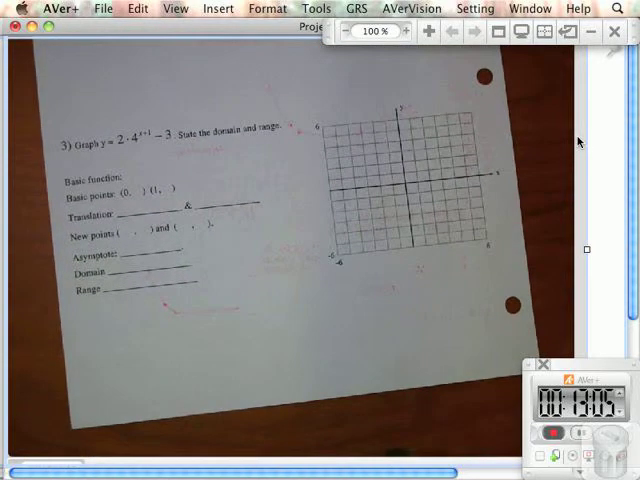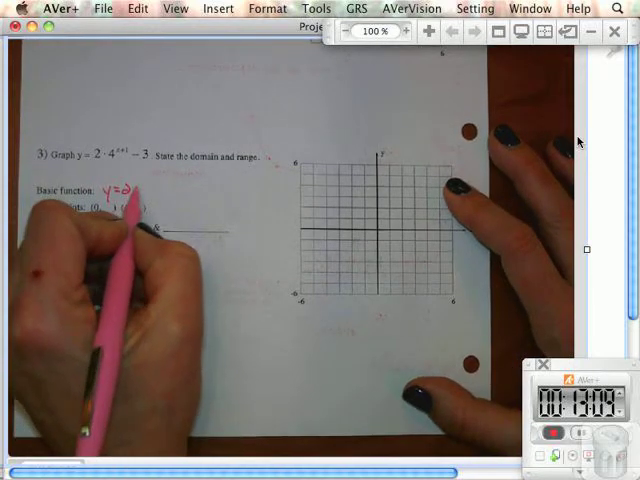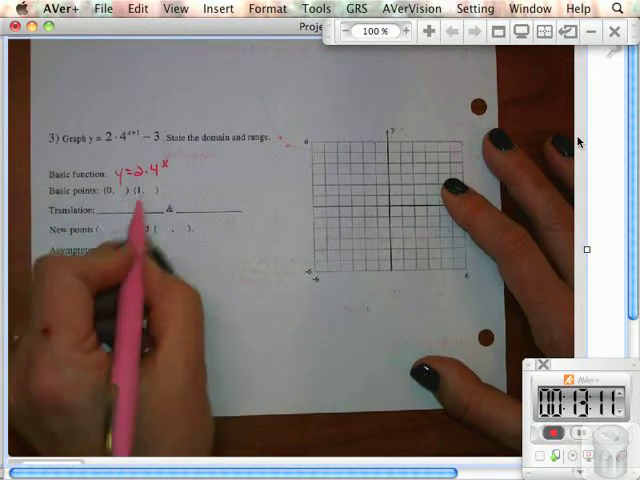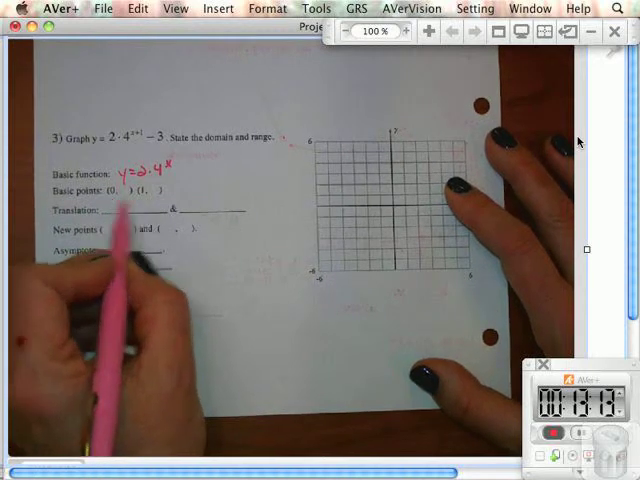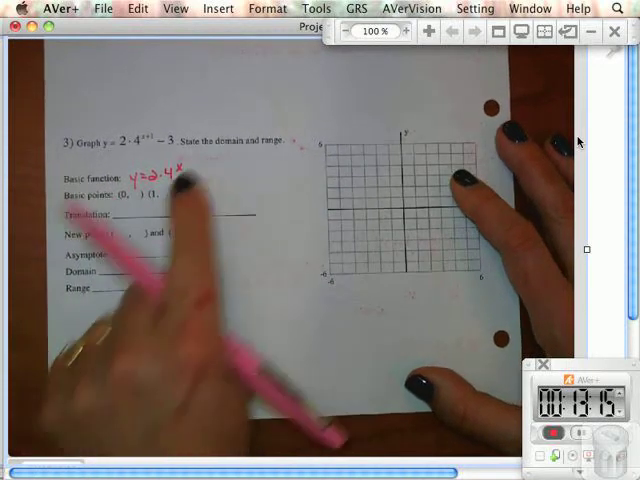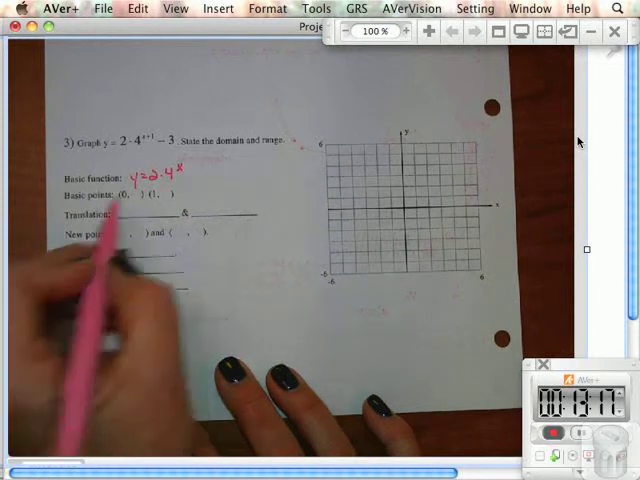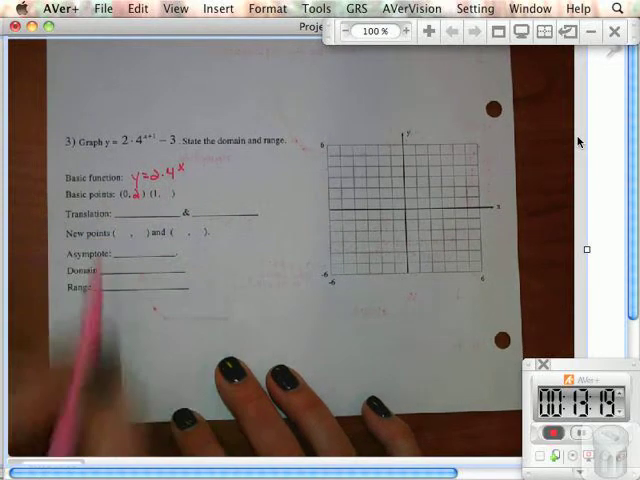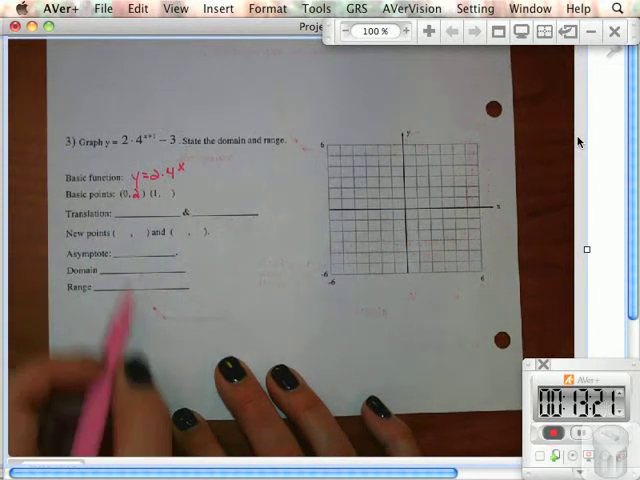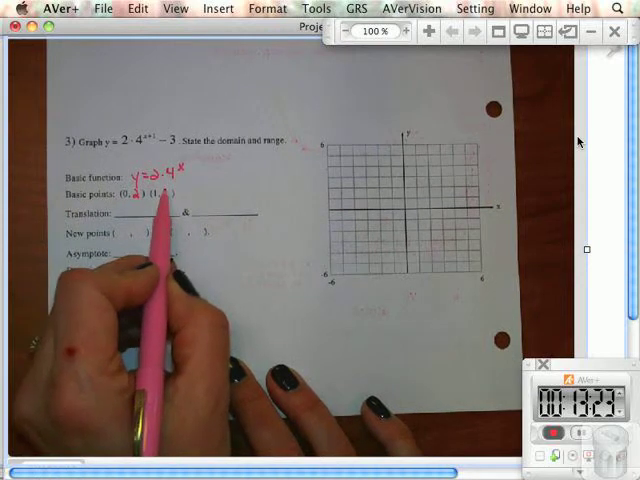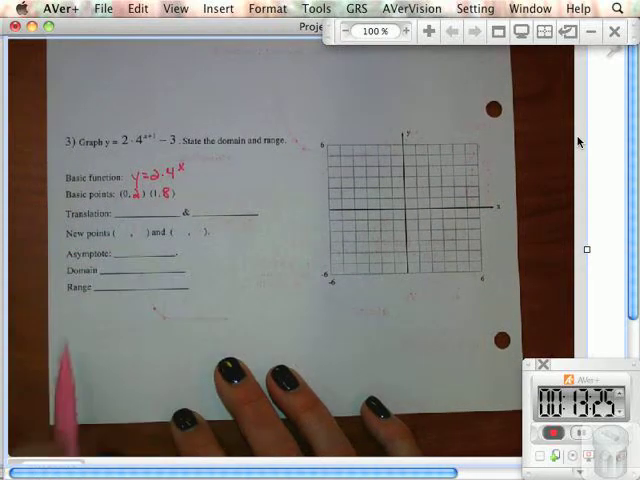Okay, this will be quicker. The basic function is y equals 2 times 4 to the x. So I'm going to get my 2 basic points using 0 and 1. If I plug in 0, what is my output going to be with the basic function? 2. If I plug in 1, what's my output going to be? 8.